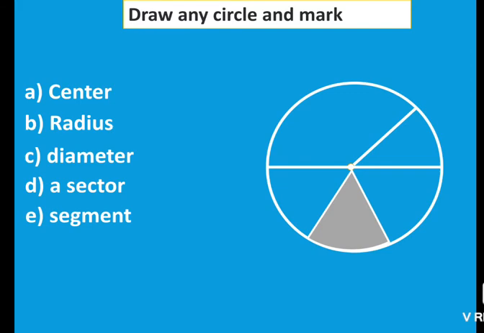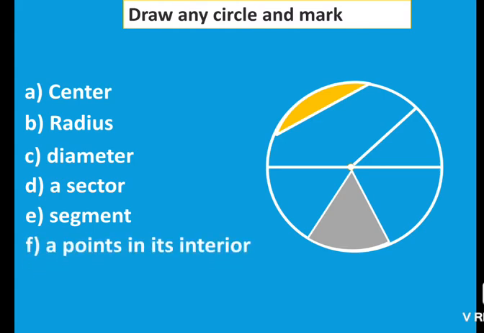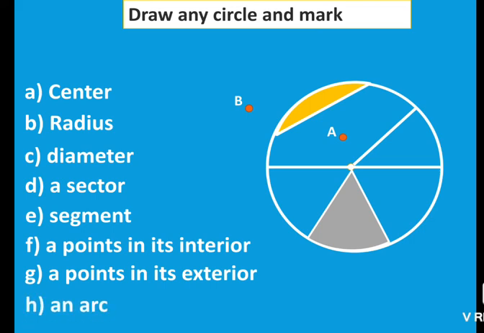Next, E question, segment. You can mark a segment like this. First you draw a chord, then shade that region. Then a point in its interior. You can draw a point inside the circle. Here you can see a point in the interior. Next is G question, a point in its exterior. Here point B is in the exterior, point A is in the interior. Next, an arc. You can draw any arc. Okay, these are the parts of a circle.